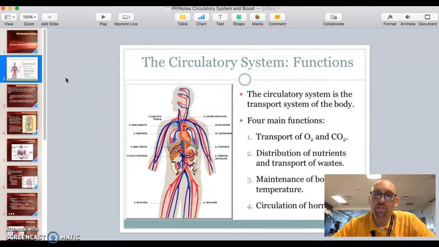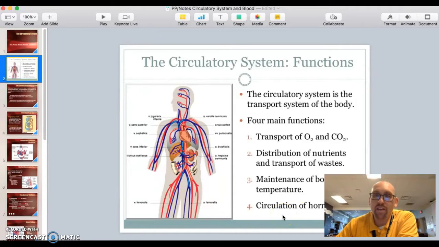So the main functions are it transports oxygen and carbon dioxide. It's going to move oxygen to your body cells, which is needed for cellular respiration, and it's going to remove waste products like carbon dioxide, which comes out of cellular respiration, which you should have learned in Bio A. It also helps distribute nutrients and transport waste between the body cells and the lungs and all over. It also plays a role in maintaining body temp, and it also will help circulate hormones, which we'll talk about when we do the endocrine system.